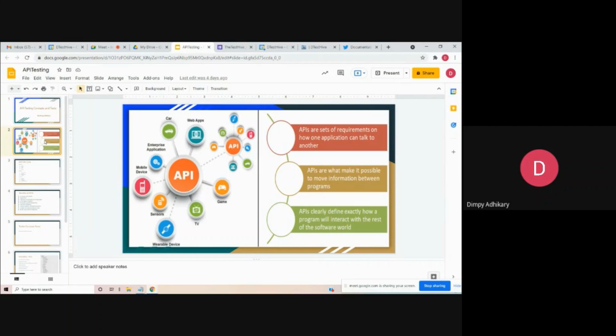If you see the definition of API, it is an application programming interface. It gives us an interface to talk to another application. That's all.